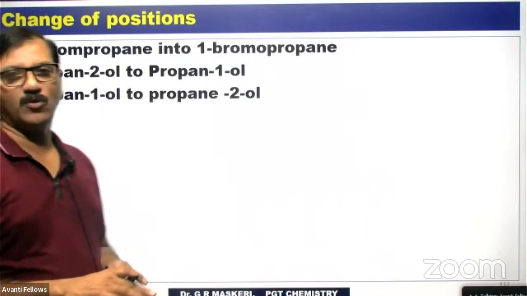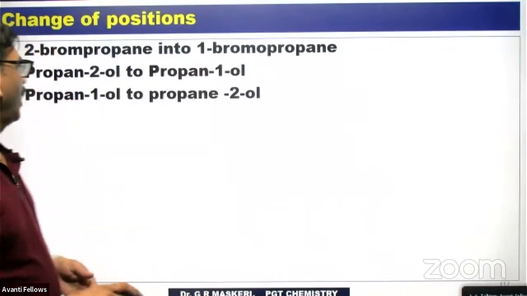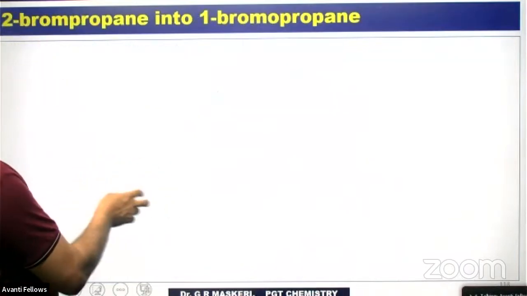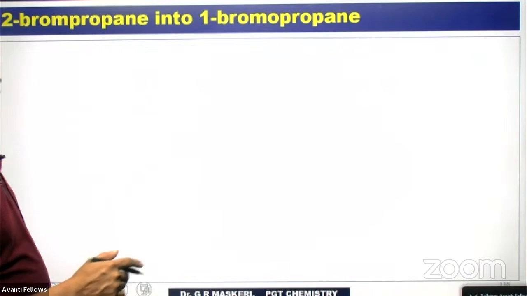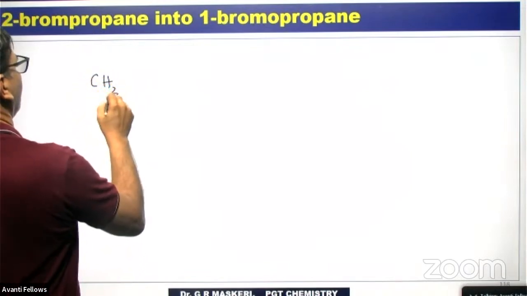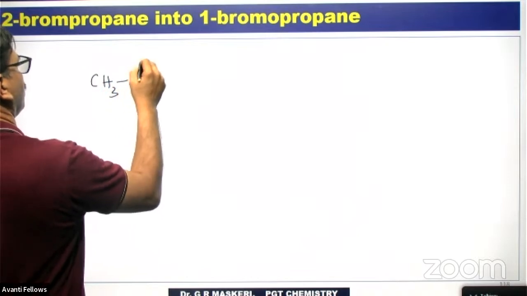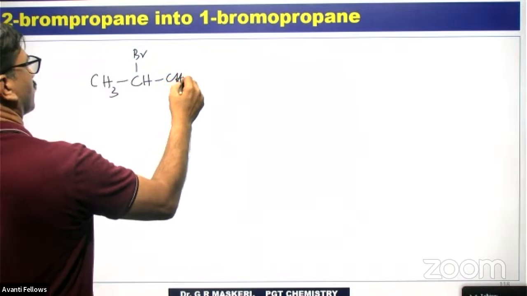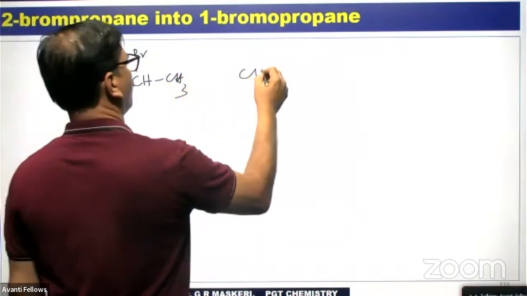Right, change of positions. How can it be done? Let us take the examples, right? 2 bromopropane into 1 bromopropane.